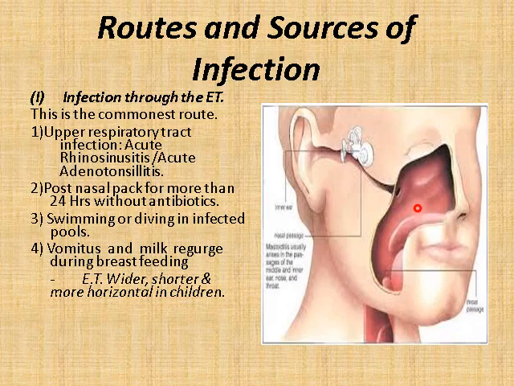Another source of infection is swimming or diving in infected pools, and a last source of infection is the vomitus or the milk regurgitated up through the nasopharynx to the Eustachian tube. This is also another source of infection that can cause acute otitis media. And remember that the Eustachian tube in children, as we said earlier in the anatomy lecture, is wider, shorter, and more horizontal, and this allows easy access of the sources of infection to the middle ear.